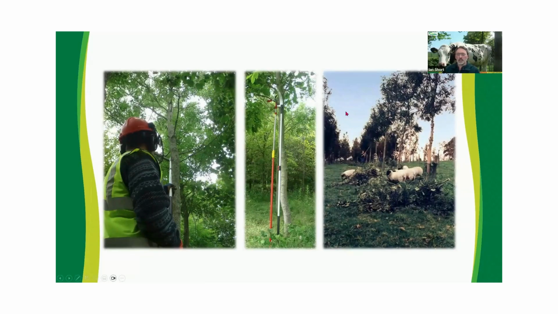And when this high pruning is carried out, we may be doing it for timber quality, as in this case here from Kilgore. It's being done for timber quality. It's being done to manage the light so that the pasture continues to grow well. And also you can see here the sheep are enjoying the prunings coming from these ash trees.